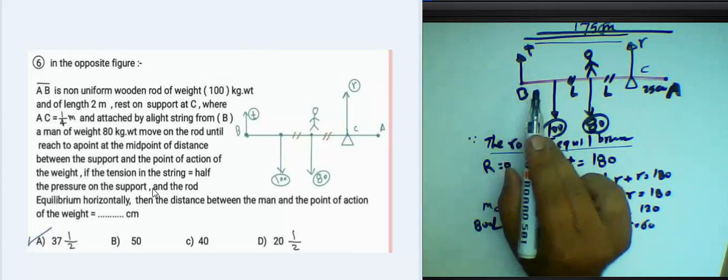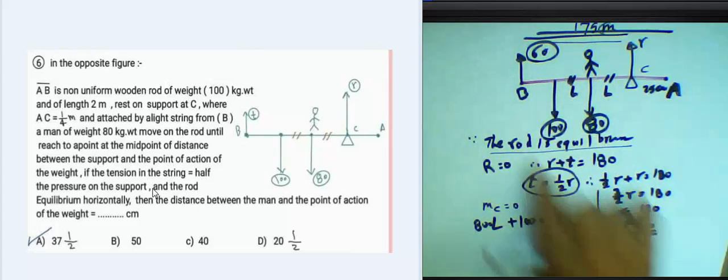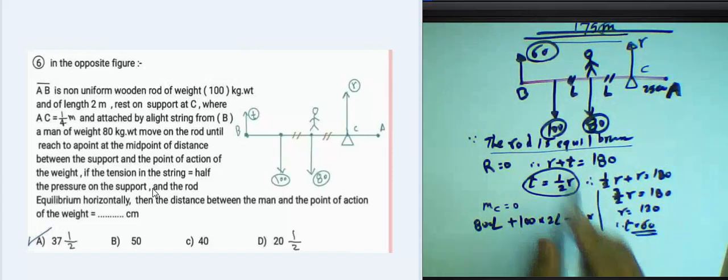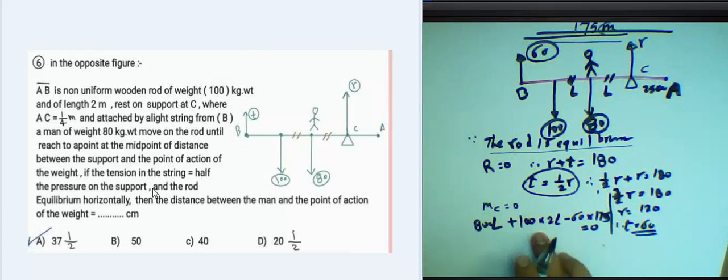And we have T here, which equals 60 kilogram weight. In this direction, clockwise, it will be negative 60 times this length, 175. The result will be equal to 0. Then we can simplify it. 80 plus 200 will be 280 L, and moving here, 60 times 175 is 10,500. Then L equals 37 and a half centimeter.